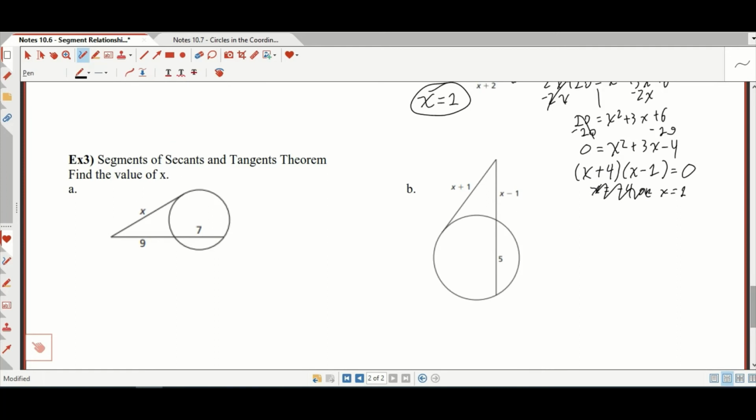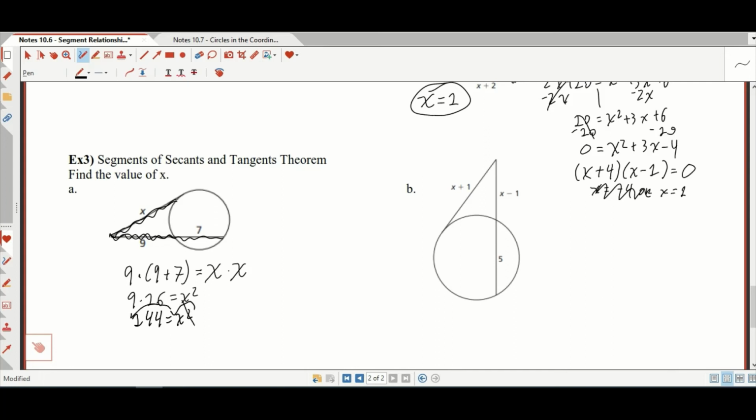Finally, this is the same story, except this time it's the external segment multiplied by the secant segment. 9 times (9 plus 7) is equal to the tangent segment times itself, because there is no internal segment to add to it. That is, 9 plus 7 is 16. 9 times 16 equals x squared. Ooh, 9 times 16 is going to be nice. Yeah, it is. 144 equals x squared.